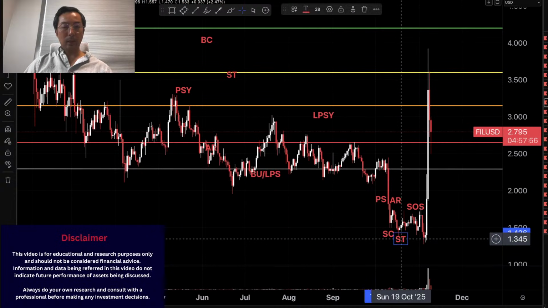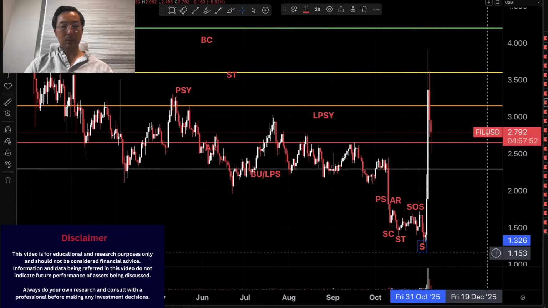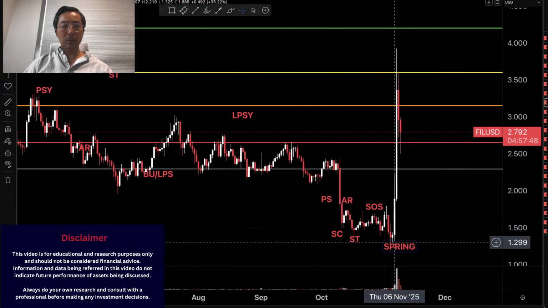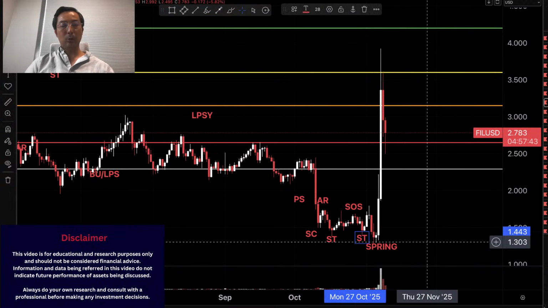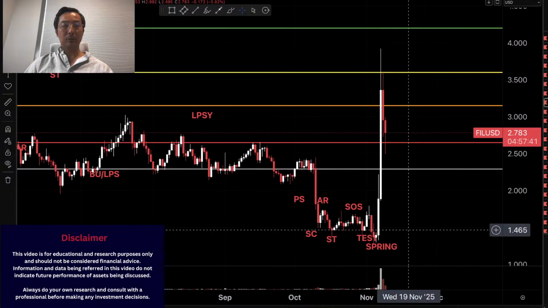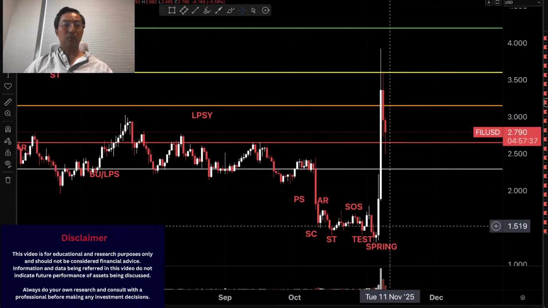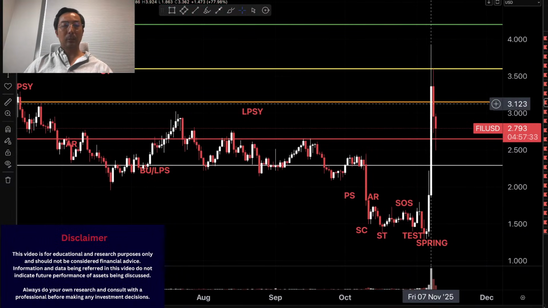So what we had was actually a spring, just a couple of days back. There was also a subsequent test as well. So that's the accumulation period that we have gone through since mid-October. Alright, so about two and a half weeks, and then we've got a bounce upwards.